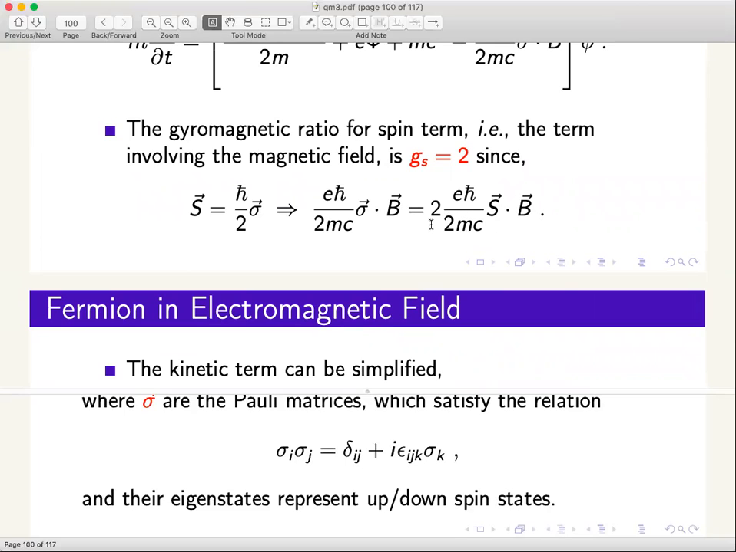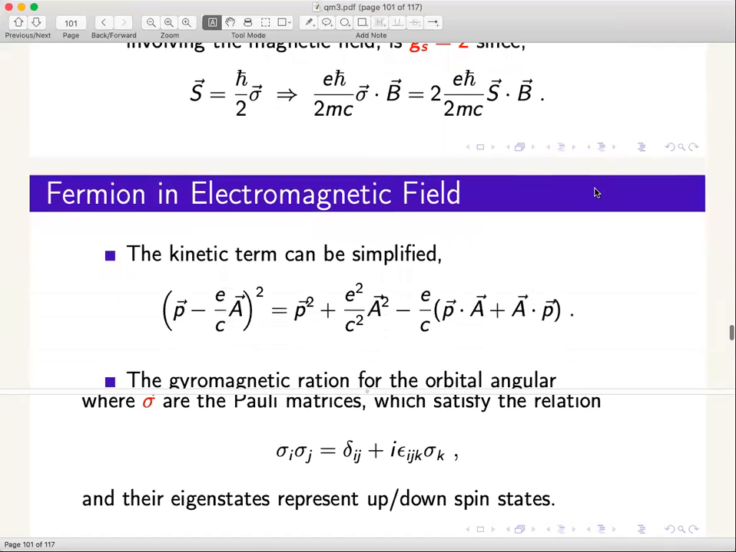Okay, so this is an interesting thing because you do experimentally see that the electron gyromagnetic ratio is actually 2.